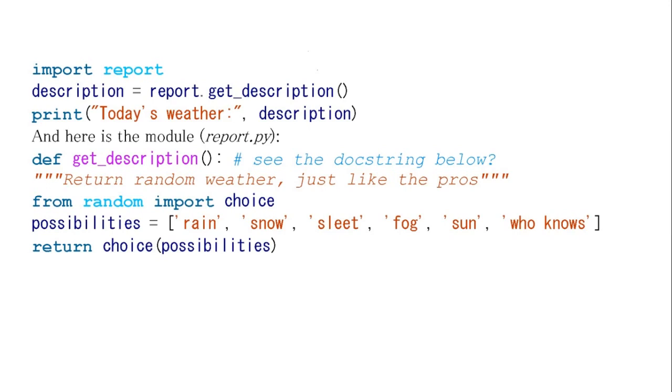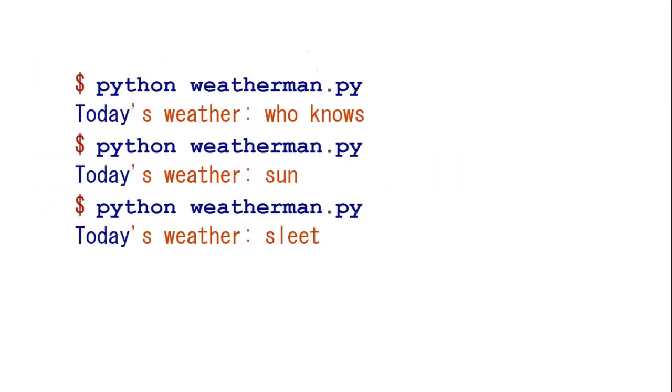If you have these two files in the same directory and instruct Python to run weatherman.py as the main program, it will access the report module and run its get_description function. We wrote this version of get_description to return a random result from a list of strings. So that is what the main program will get back and print. We used imports in two different places. The main program, weatherman.py, imported the module report. In the module report.py, the get_description function imported the choice function from Python's standard random module.